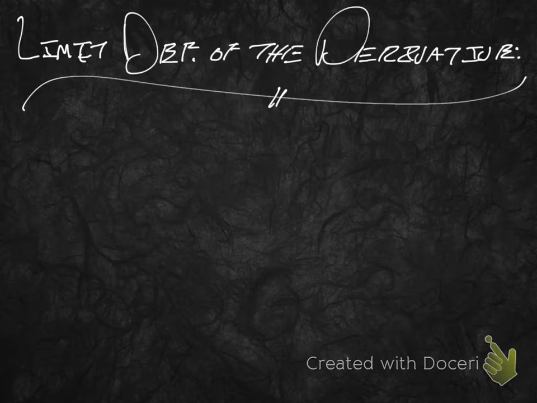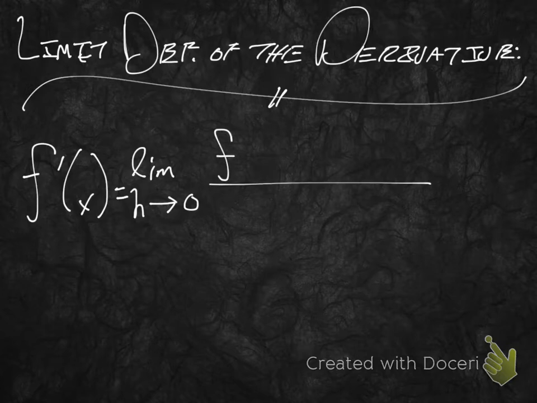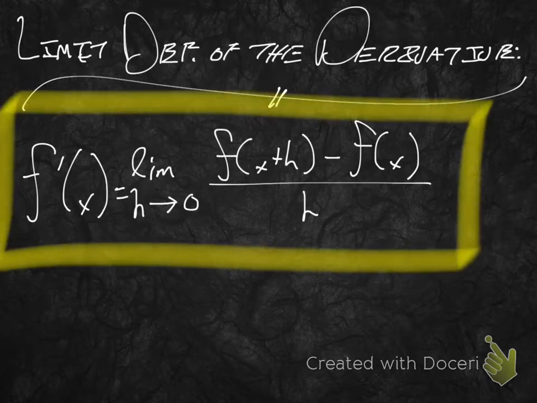So, all right, let's recall really quickly the limit definition of the derivative. It simply states that f prime of x is equal to the limit as h approaches 0 of f of x plus h minus f of x, all of this over h. So that is the limit definition of the derivative, and let's just put that in a little box here. So I want to use this to evaluate f of x equals x squared, like I said.